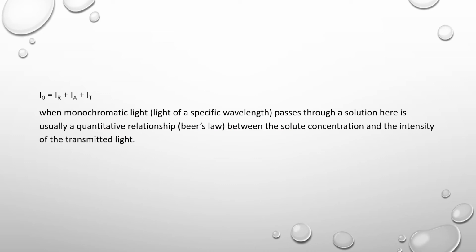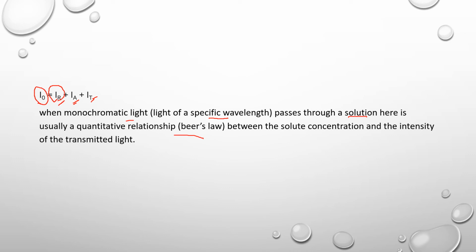Whenever the light is passing through a sample, some of the light is reflected, some of the light is absorbed and some of the light is transmitted. This is the incident light beam. Here I0 is always kept constant because the absorbed light and the transmitted light is sufficient to measure. When monochromatic light or specific wavelength passes through a solution, here Beer's and Lambert's law are followed.